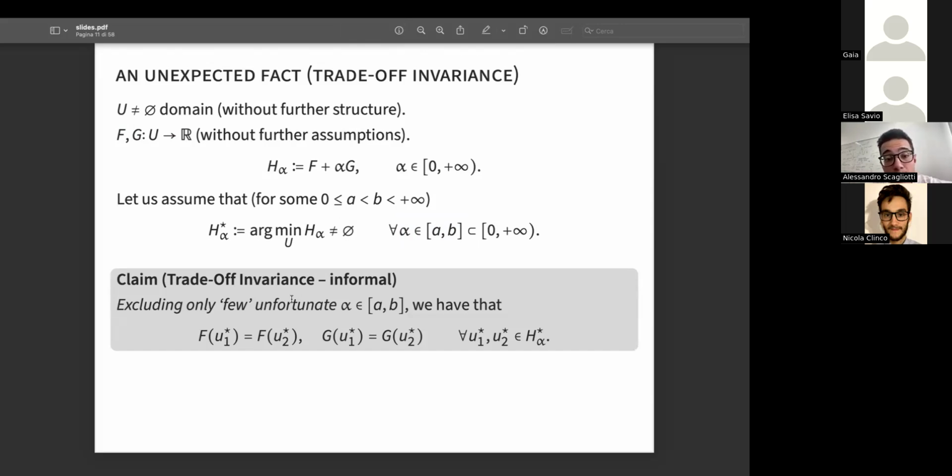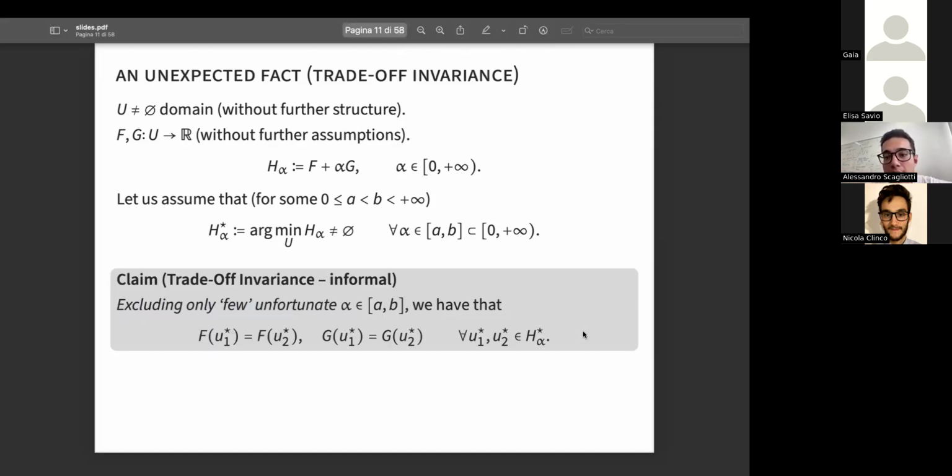So the trade-off invariance principle is saying that, excluding only a few unfortunate alpha, which we will quantify a little bit later, given any two minimizers, U star 1 and U star 2, belonging to H star alpha, of course alpha in this case is fixed, we will have that F evaluated on U star 1 and on U star 2 is the same, as well as G. Okay, so the values of F and G will agree on different minimizers of H alpha.